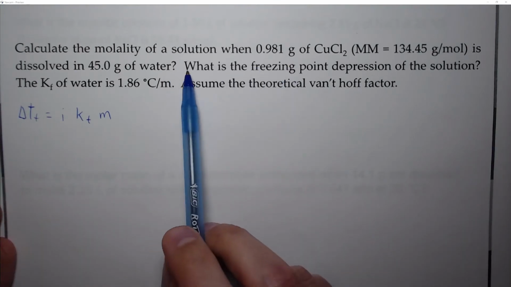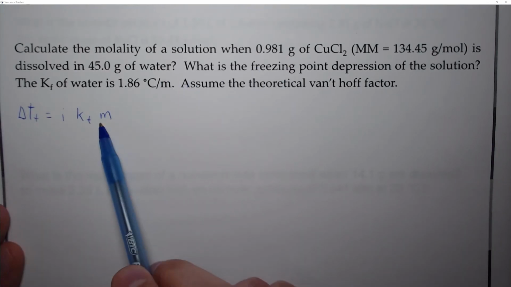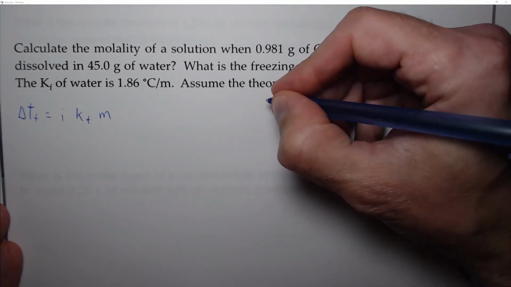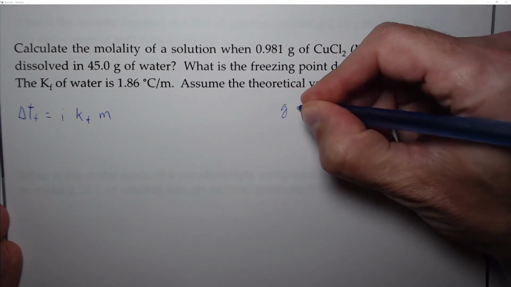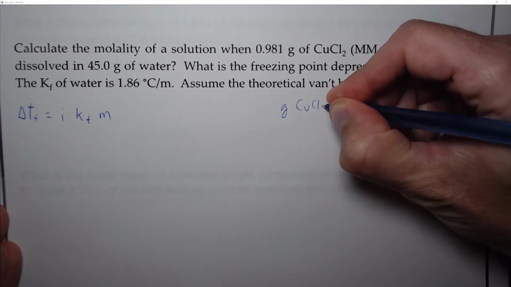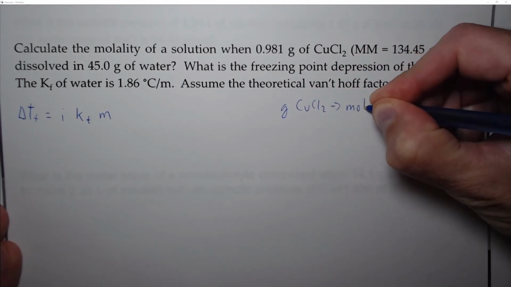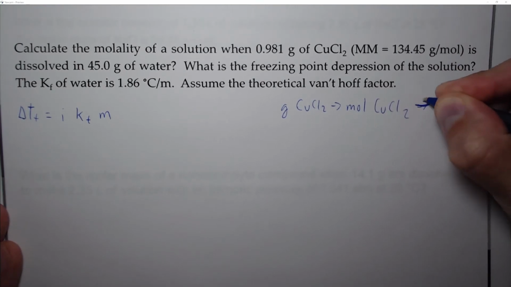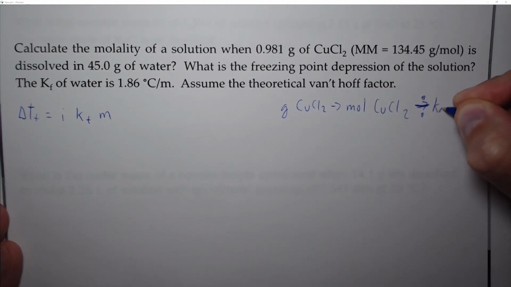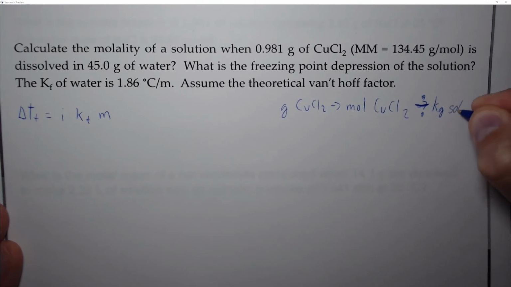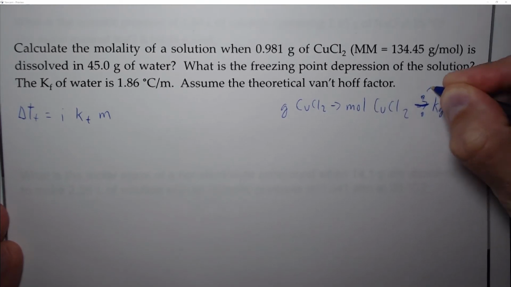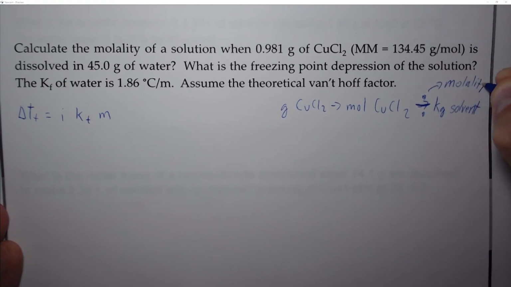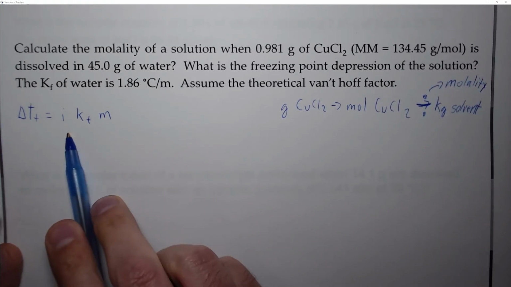Now the question asks us to figure out molality, but we were going to have to figure that out anyway. So let's do the molality first. We do grams of CuCl2 to moles of CuCl2, and then we take those moles and divide by the kilograms of solvent, water, and this will give us the molality that we need to plug into this equation over here.